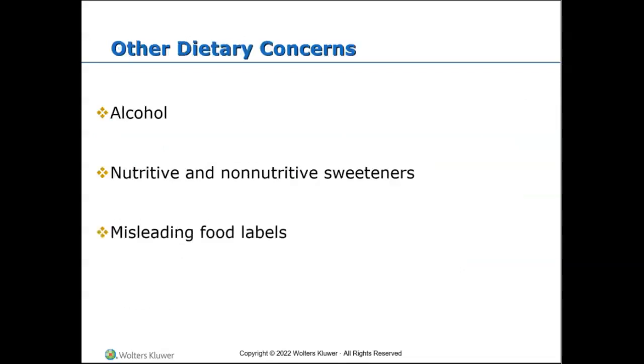Other dietary concerns. The other things to address with your diabetic patients are their alcohol consumption, using sweeteners, and misleading food labels. There's a lot out there. They don't need to eliminate alcohol altogether, but moderation of alcohol consumption is recommended. And they should be made aware that the fruity drinks, often referred to as foo-foo drinks, the ones that have all the flavors and stuff, have a lot of hidden sugars in them, so they've got to be careful with that.